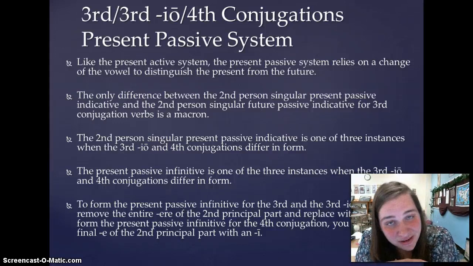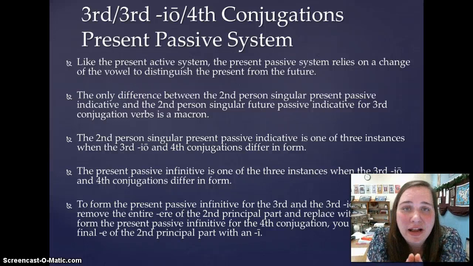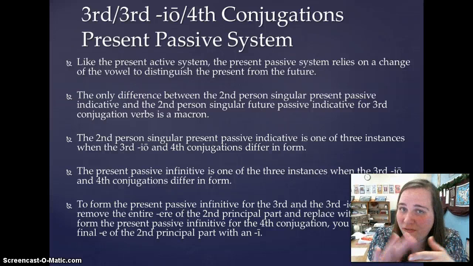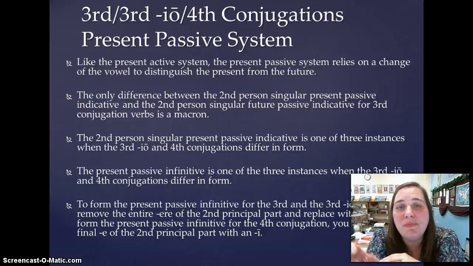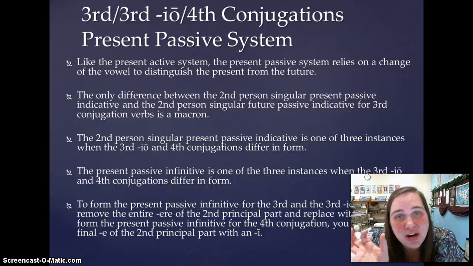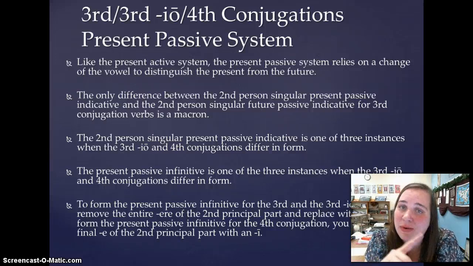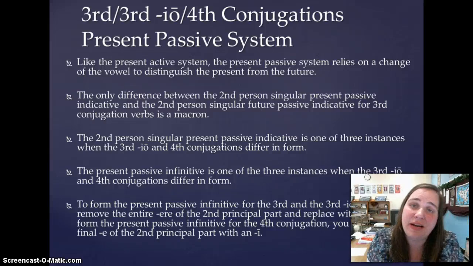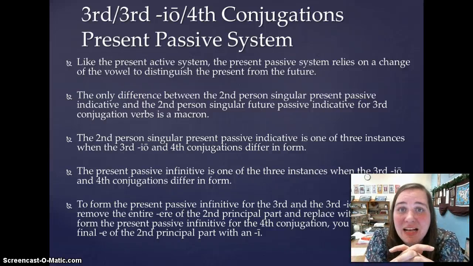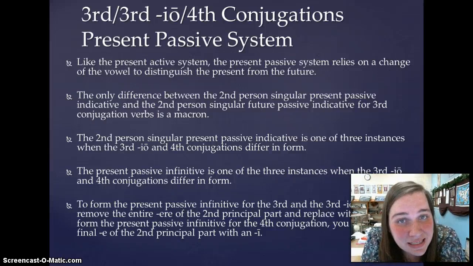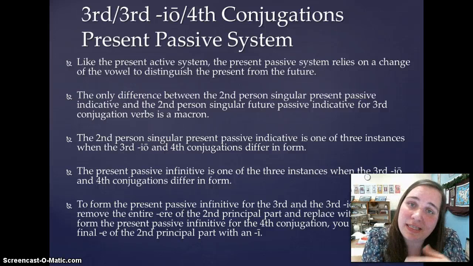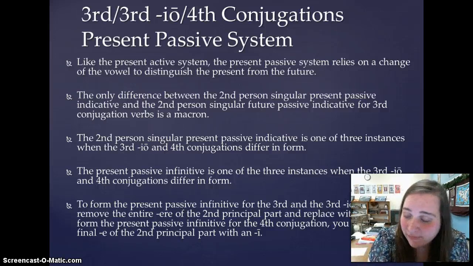Speaking of the present passive infinitive, third and third IO form the present passive infinitive different from the first, second, and fourth, okay? For the third and third IO verbs, you remove the entire ERE from the second principal part and replace it with an I in order to go from active infinitive to passive infinitive, okay? So that's going to look pretty weird, and I'll point it out to you in a couple of slides. Fourth conjugation actually forms its passive infinitive the same way as the first and the second. You remove the final E and replace it with an I.